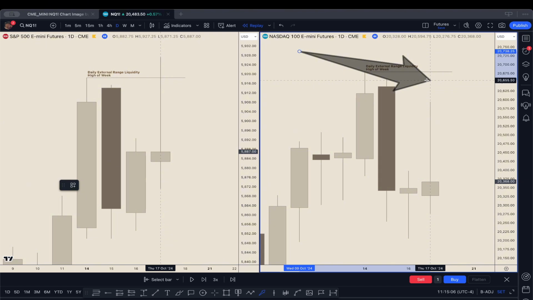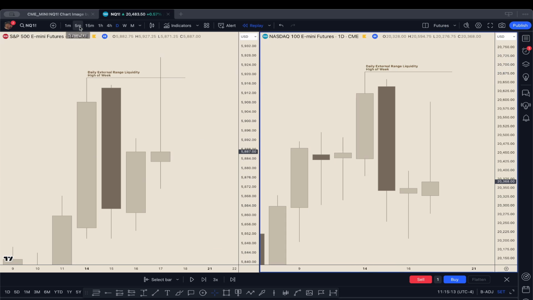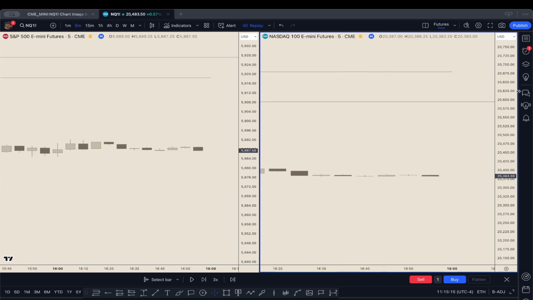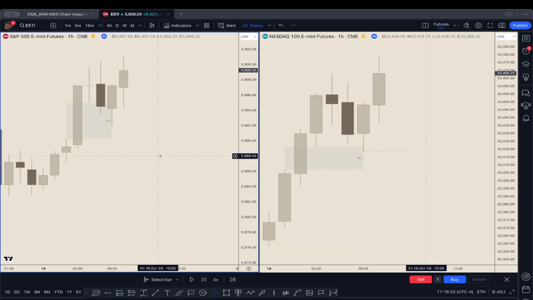So I'll show you exactly what I was looking for and why I ended up shorting at 9:30. So we'll hop down to the 5-minute and jump right into the price action. All right, so just before I hop down to the 5-minute, I want to show you the 1-hour chart. This is exactly what I saw coming into the morning.